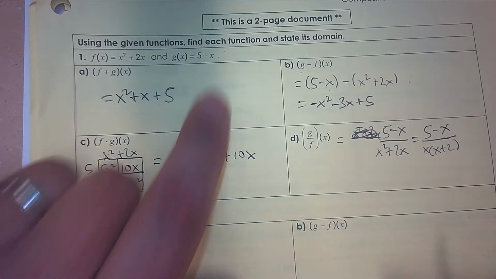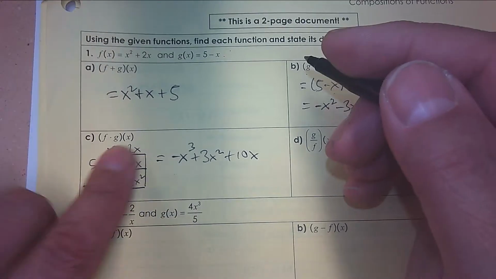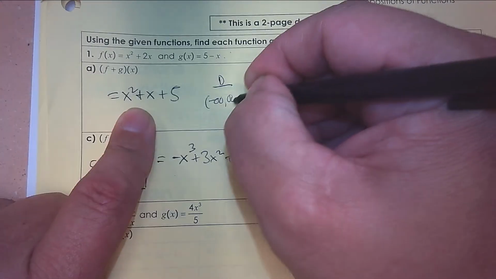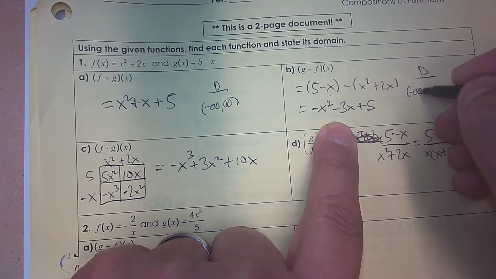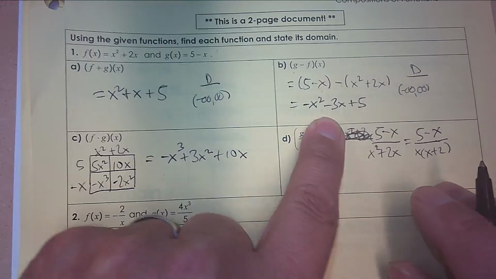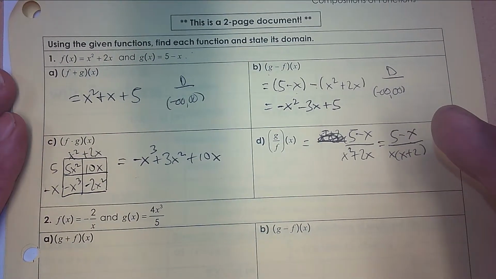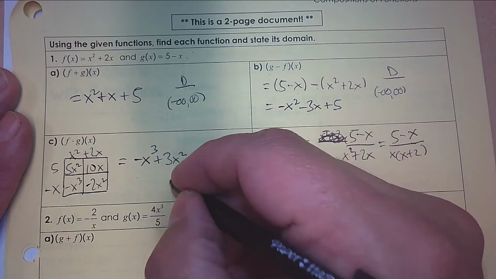Oh, it also said for each new function, can you state its domain? So this is a polynomial. That would mean the domain is all real numbers. This is a polynomial. That means all real numbers. What I'm looking for is, are there any variables in the denominator? Are there any variables under an even root? That's what I'm looking for. Here, polynomial, so it's all real numbers.